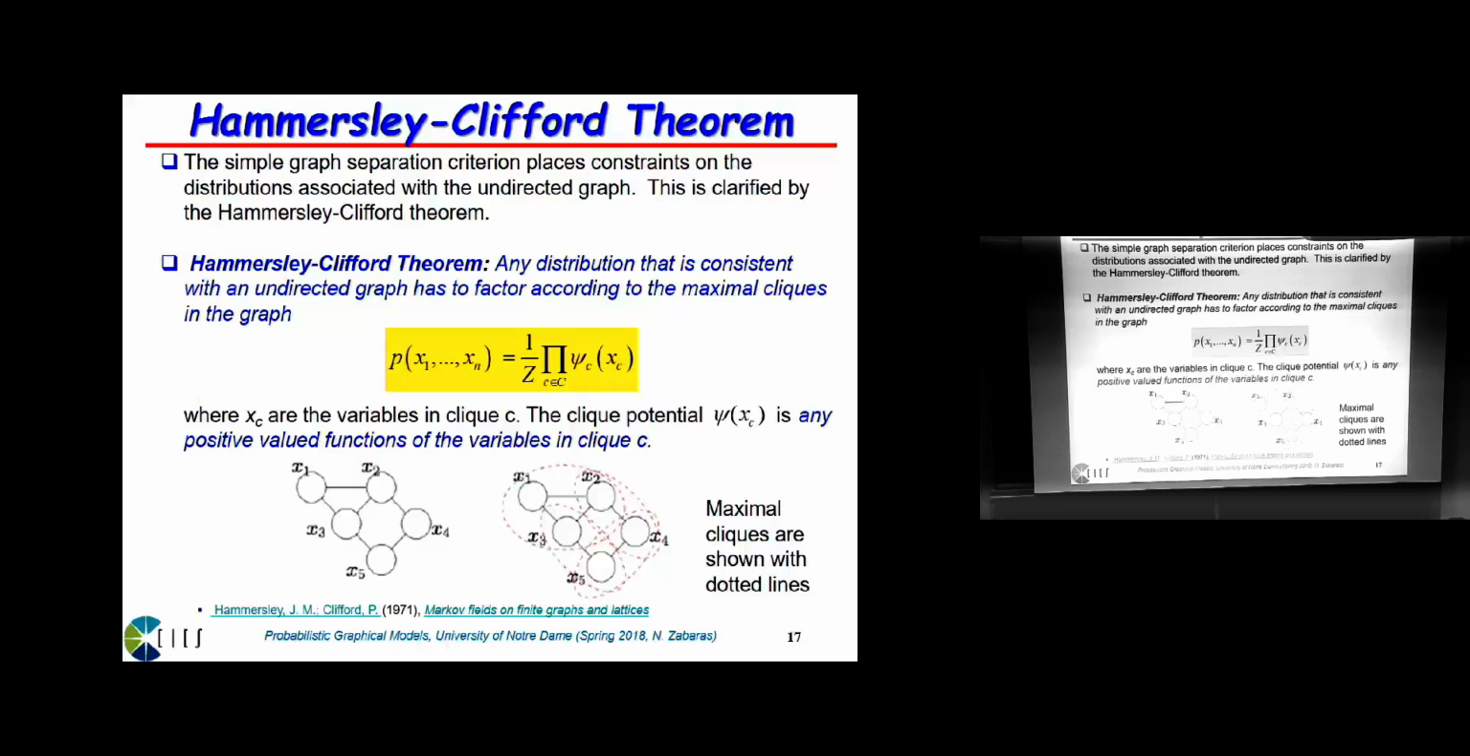Okay? So this is not a trivial theorem, even though the proof is 2 lines. I mean, there's really nothing to prove there, but it's so fundamental. It says any distribution that satisfies these conditional independence relations implied by completely graph theoretic arguments has to factorize as the product of potentials, each potential defined over a maximal clique. Okay? So that's the Hammersley-Clifford Theorem.